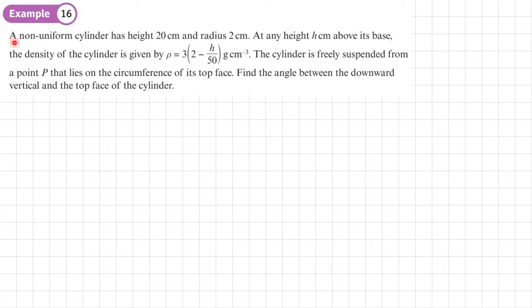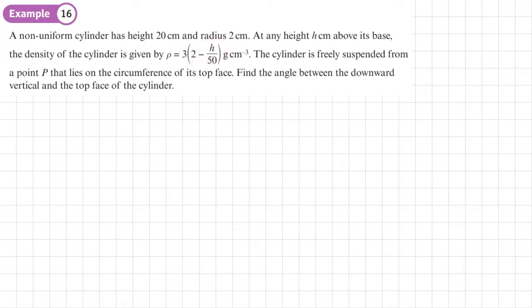Example 16. A non-uniform cylinder has height 20 centimeters and radius 2 centimeters. At any height h centimeters above its base, the density of the cylinder is given by ρ equals 3 times, then in brackets 2 minus h/50 grams per cubic centimeter. The cylinder is freely suspended from point P that lies on the circumference of its top face. Find the angle between the downward vertical and the top face of the cylinder. So I can see that it's a non-uniform cylinder, and its density is given by this function here.